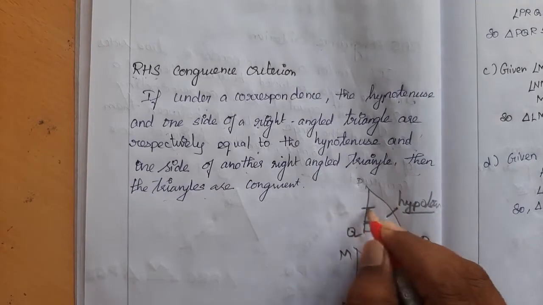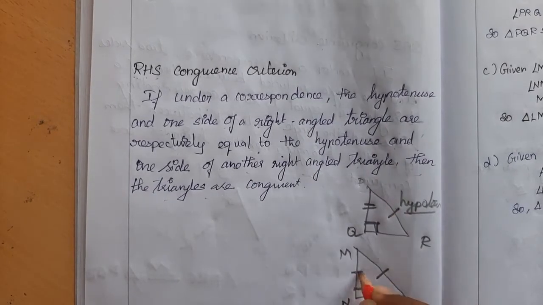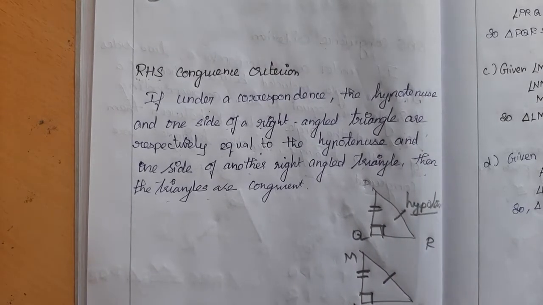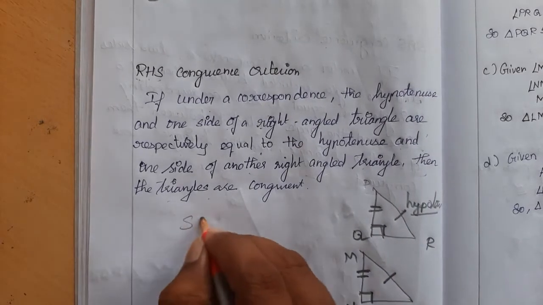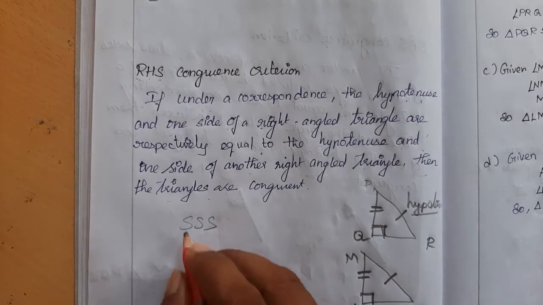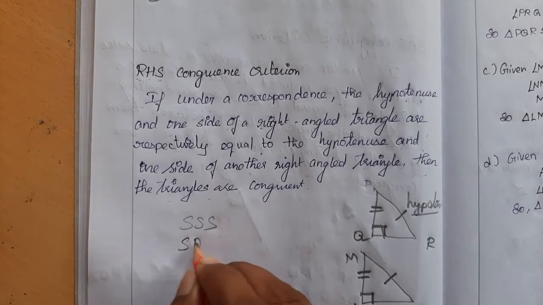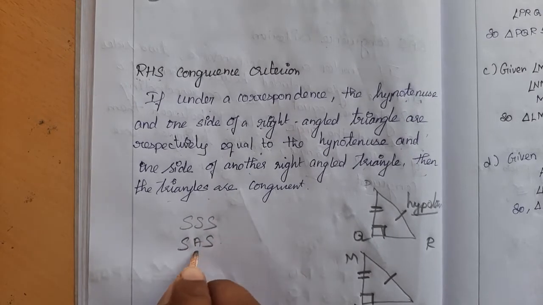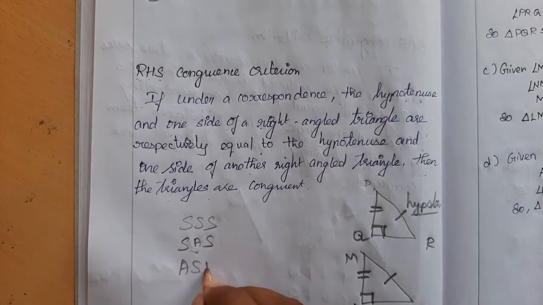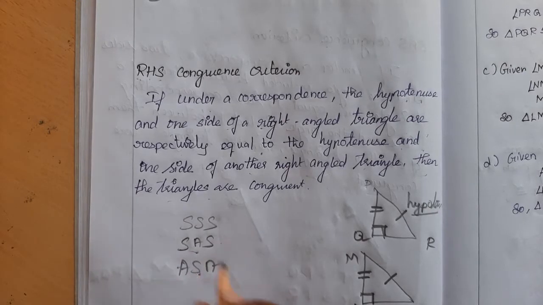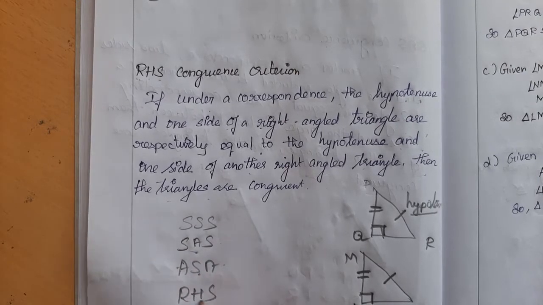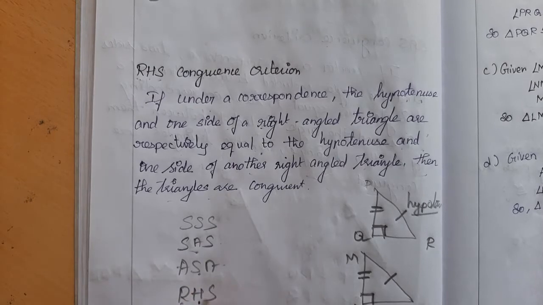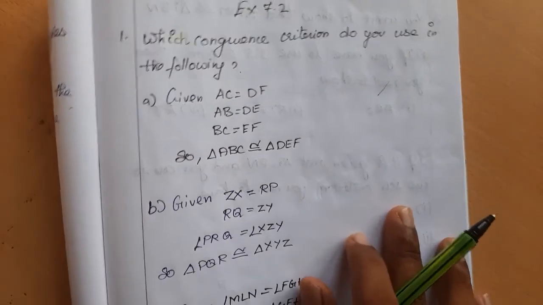You can consider this side is equal to this side, then these two triangles are congruent. So first we have learned SSS, three sides must be equal. Next we have learned SAS, two sides and the included angle. Third is ASA, two angles and one included side. And the final one is RHS, which is right angle, hypotenuse and one of the sides. Remember these four criteria. So here we go for the problem.